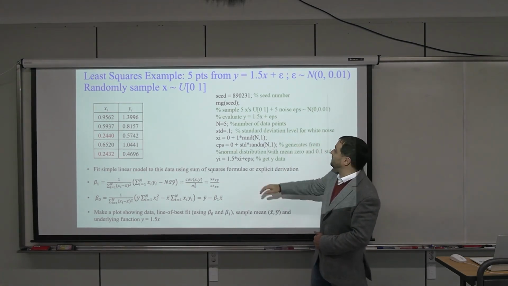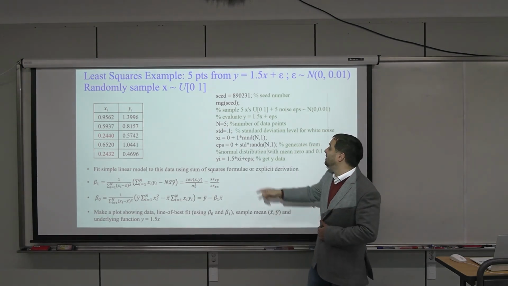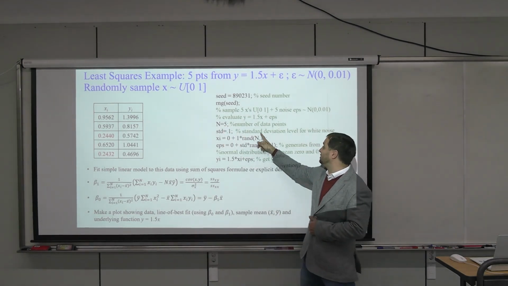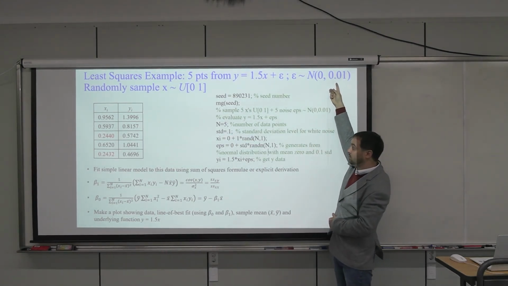And so next, I'm just setting n equals 5. That's our number of data points. And then STD is going to stand for standard deviation. I'm setting it to 0.1, corresponding to a variance of 0.01.